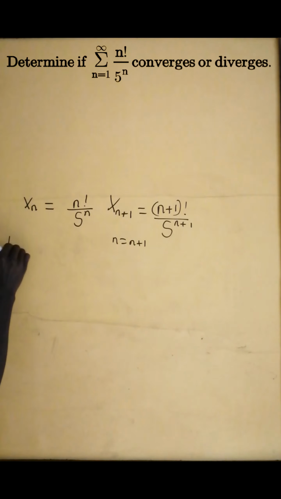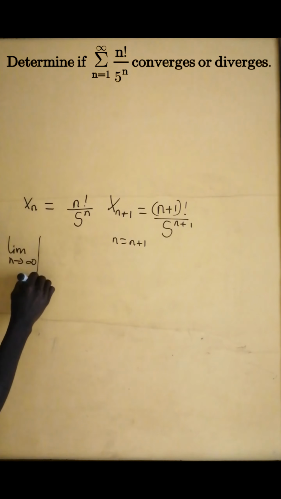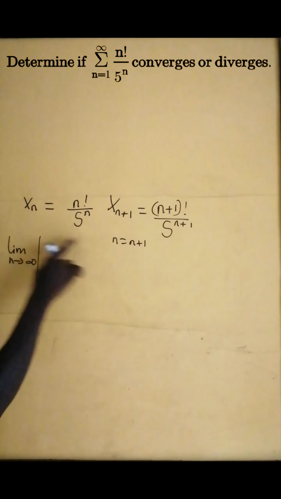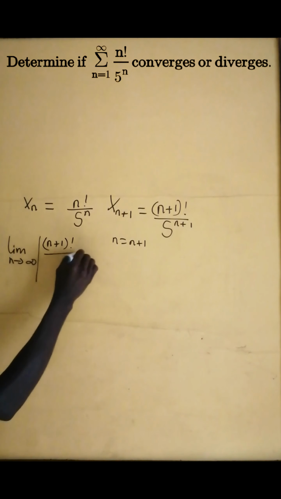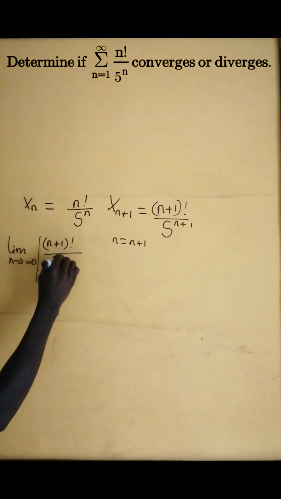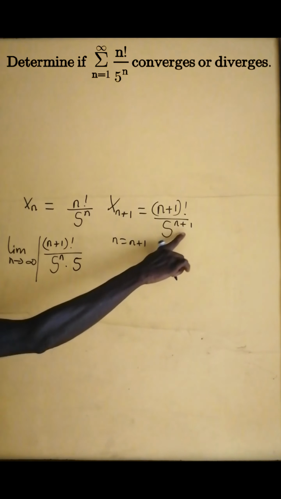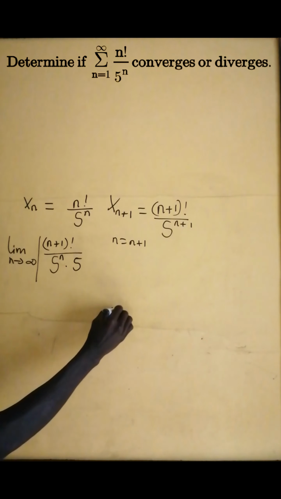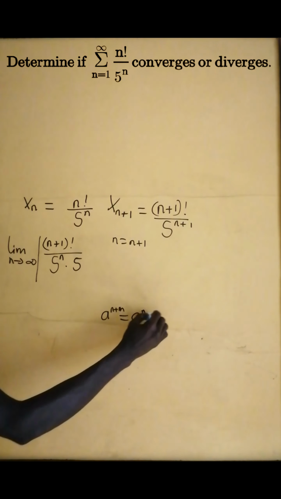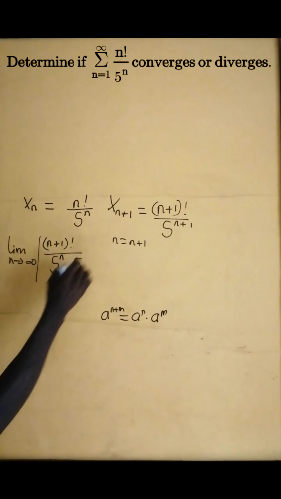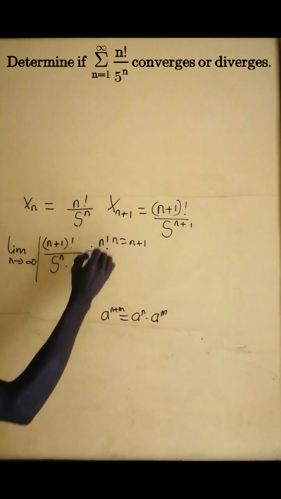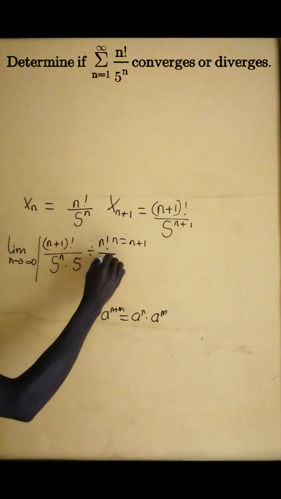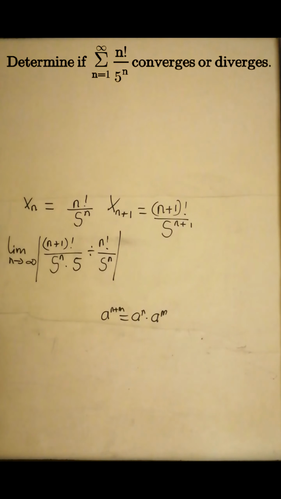Now, we are going to find the limit as n approaches positive infinity of the absolute value of x sub n plus 1 divided by x sub n. This gives n plus 1 all factorial divided by 5 exponent n times 5 exponent 1, which is the same as 5. Remember, if you have a exponent m plus n, it is the same as a exponent n times a exponent m. So this one gives, divided by n factorial divided by 5 exponent n.